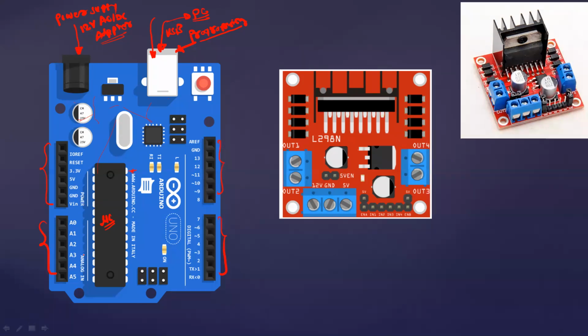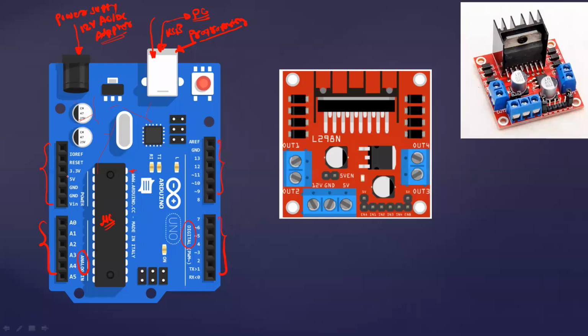You can observe here that some ports are analog, that means they will take the analog signals. Some ports are DC signal, so they are called digital. Here you can observe the digital ports. Digital ports means they can give the direct supply. So it is a 5 volt supply, and some ports are used to give the continuous power supply.